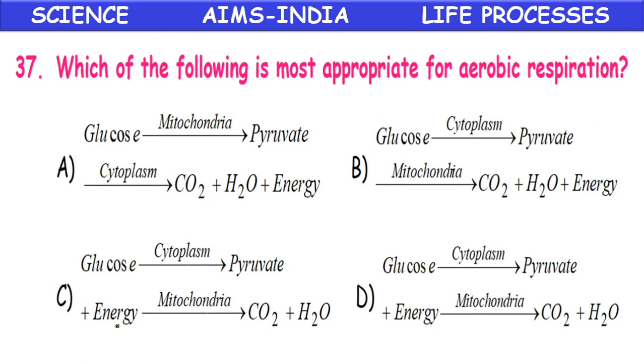Which one is the correct representing the aerobic respiration? Okay, it is first the glycolysis, then only the energy is produced. Okay, this represents glucose in the cytoplasm converted to pyruvate. Okay, then in the mitochondria produce carbon dioxide and water and energy. Okay, this is the aerobic respiration.